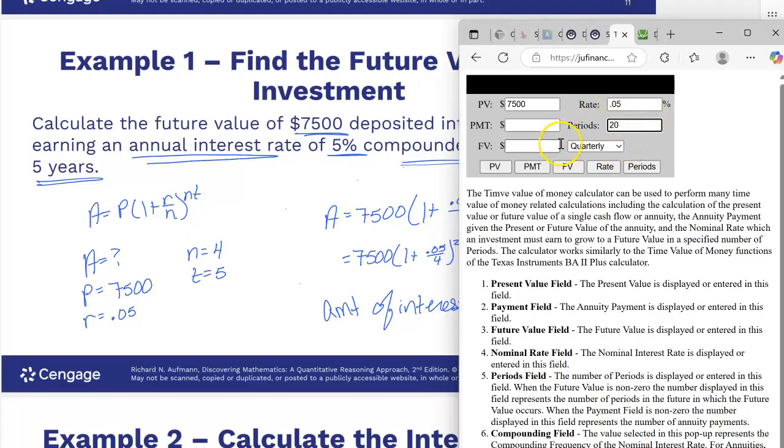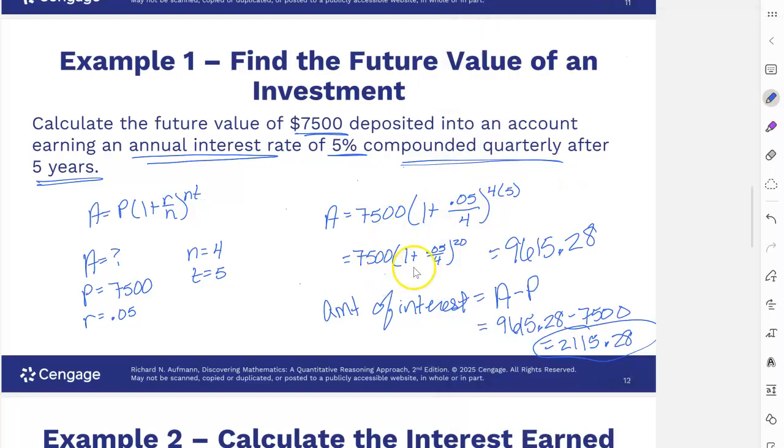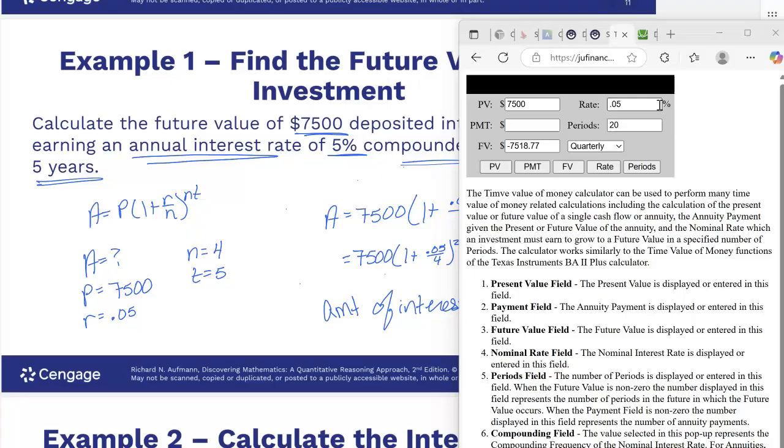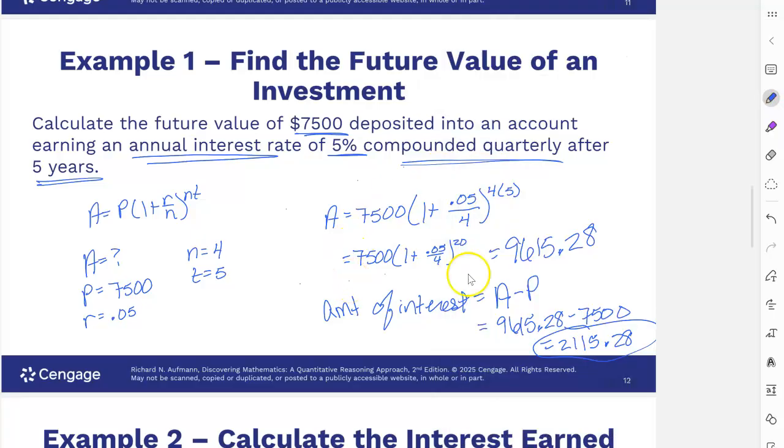And we want to figure out what that future value amount is. So I typed everything in, and I'm going to click future value and it's going to tell me what the future value is for that. That interest rate, notice here that they've got a percent here, so we're going to type that as 5%. We do not have to turn it to a decimal to use this. I'm going to click future value, and it's going to pop up what that future value is. So 9615.28, and that's the same thing that we got here.